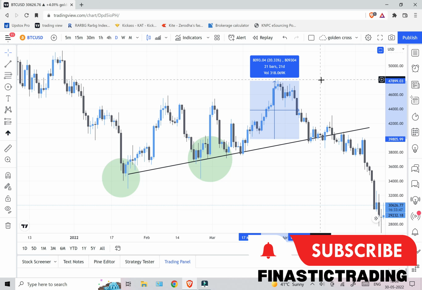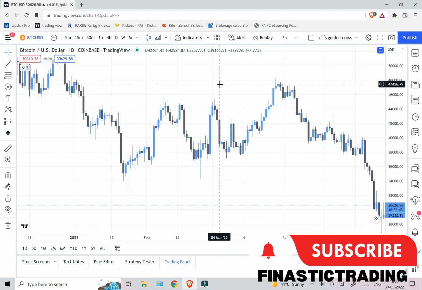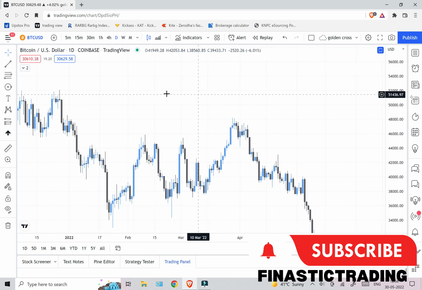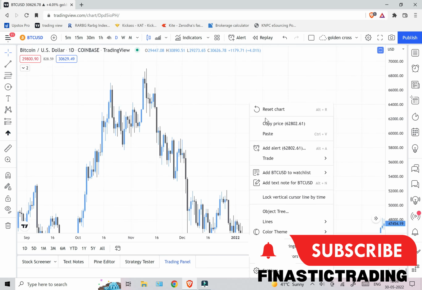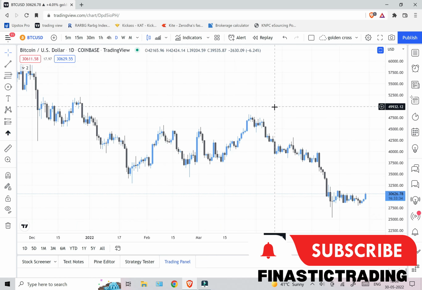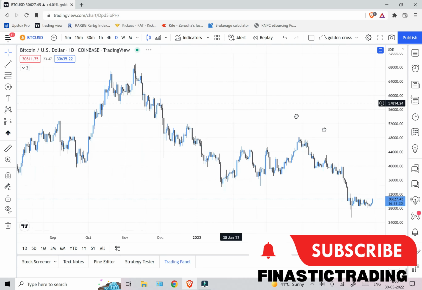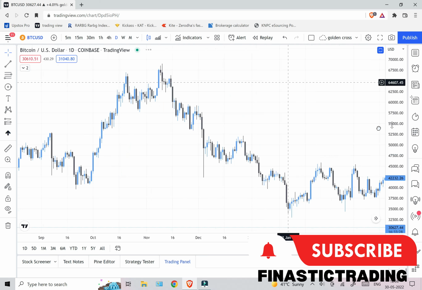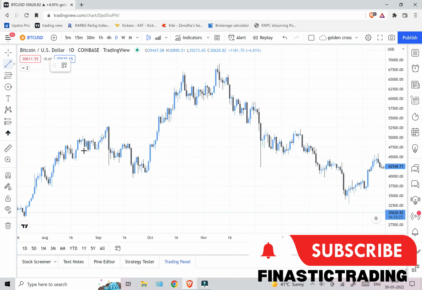Okay. Now let's see an example of shorting the market. This was a buy example. Now reset the chart. Just simply right click and reset. Scroll out. Your job is to find, the first thing you need to do is find 2 points, point 1 and point 2, and extend it.